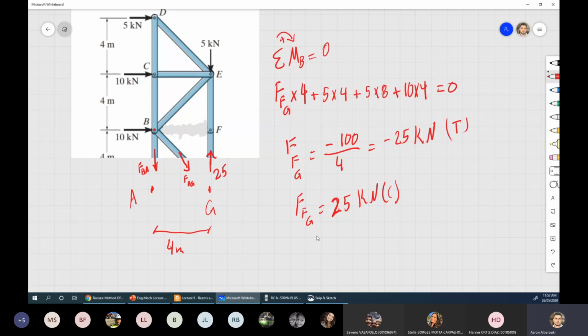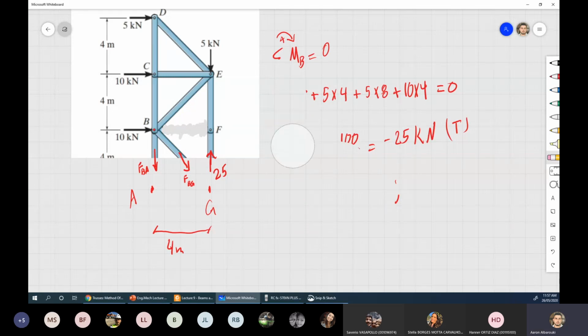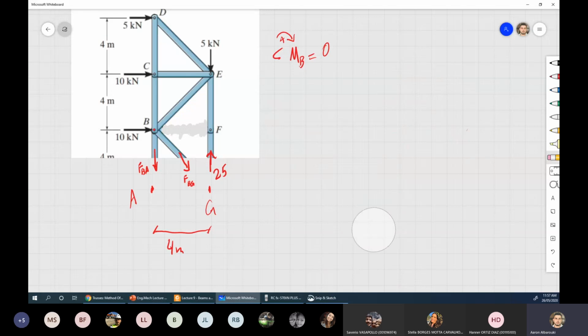So that gave us a value for FFG of 25 kilonewton compression. All good. I'll get rid of all of this. If you guys want, you can take a screenshot or whatever you want to do, because we don't need it. I'll replace it with the value there. Okay. So we calculated the first one.